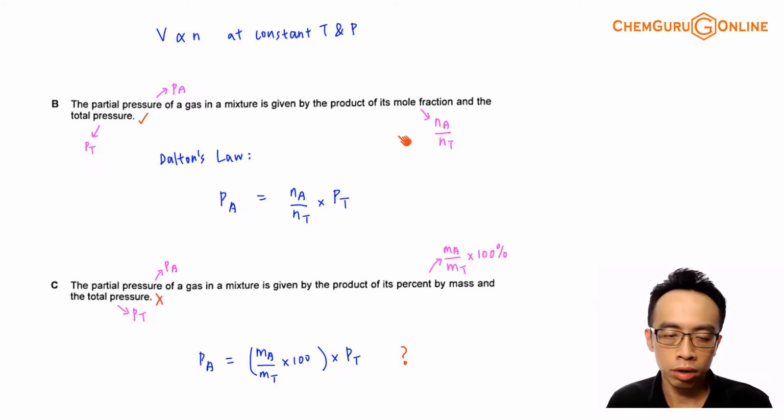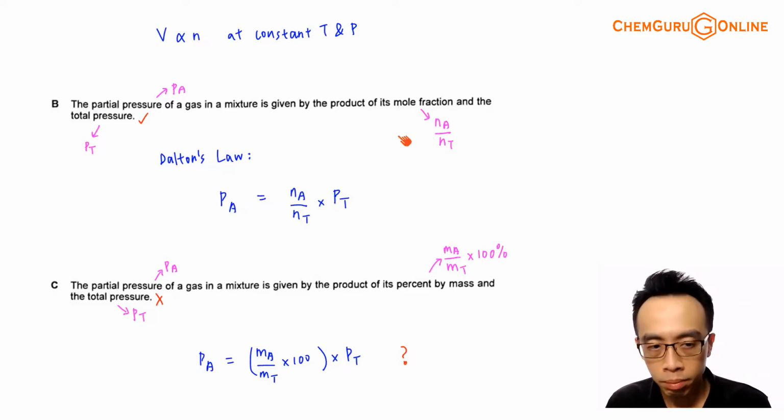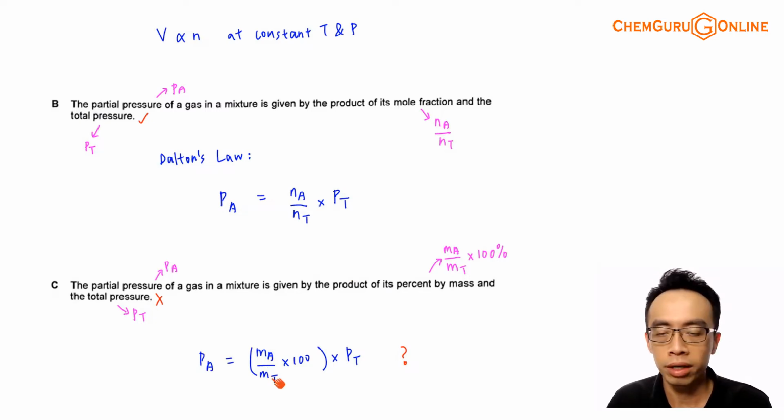B is following Dalton's law. The partial pressure of a gas is the mole fraction. That means number of moles of the gas divided by the total number of moles multiplied by the total pressure. So C is like a variation of it, but it is in terms of mass ratio rather than mole ratio.